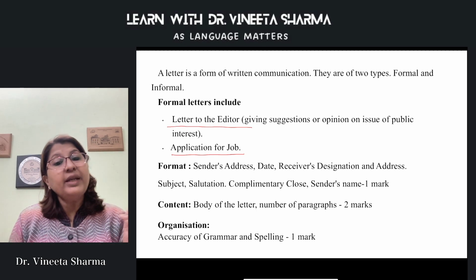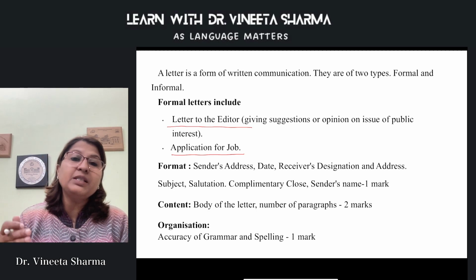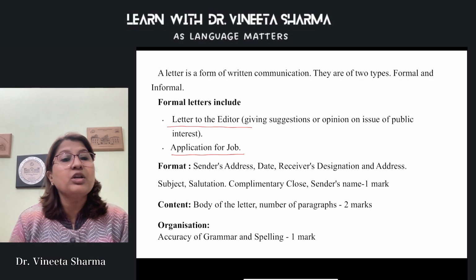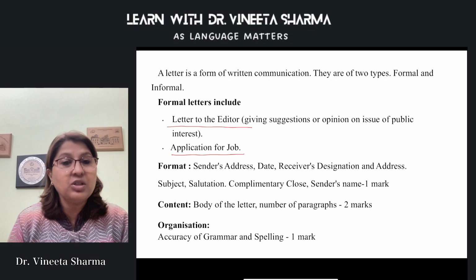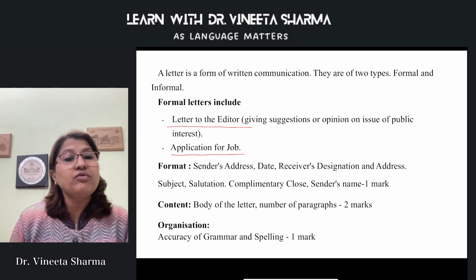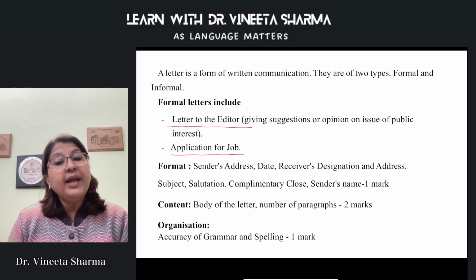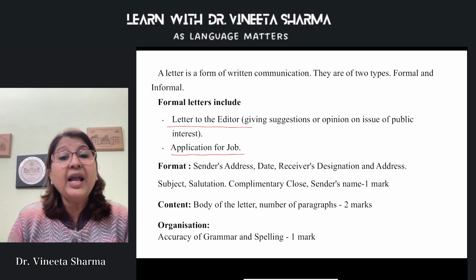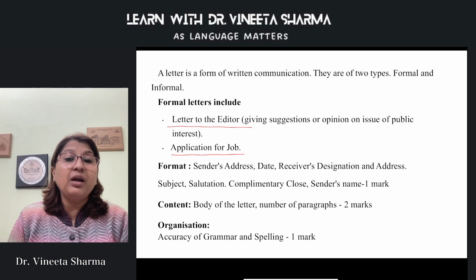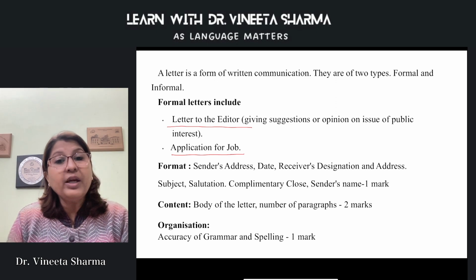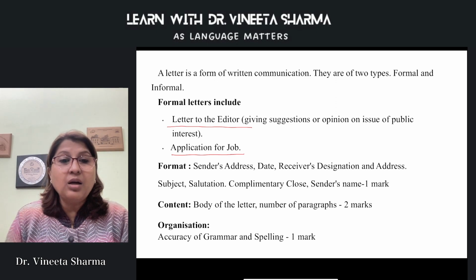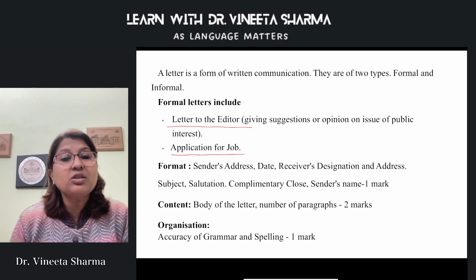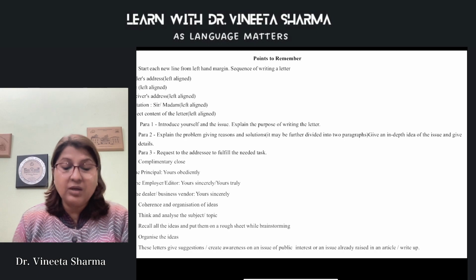Clear? Now the next is content. Content is basically the body of the letter and the number of paragraphs that you make to give the points which are related to the question, and for that you have 2 marks. All right, next is the organization. Organization is actually accuracy of grammar and spelling, which also has 1 mark. So organization of ideas has 1 mark, and then accuracy of grammar and spelling also has 1 mark.